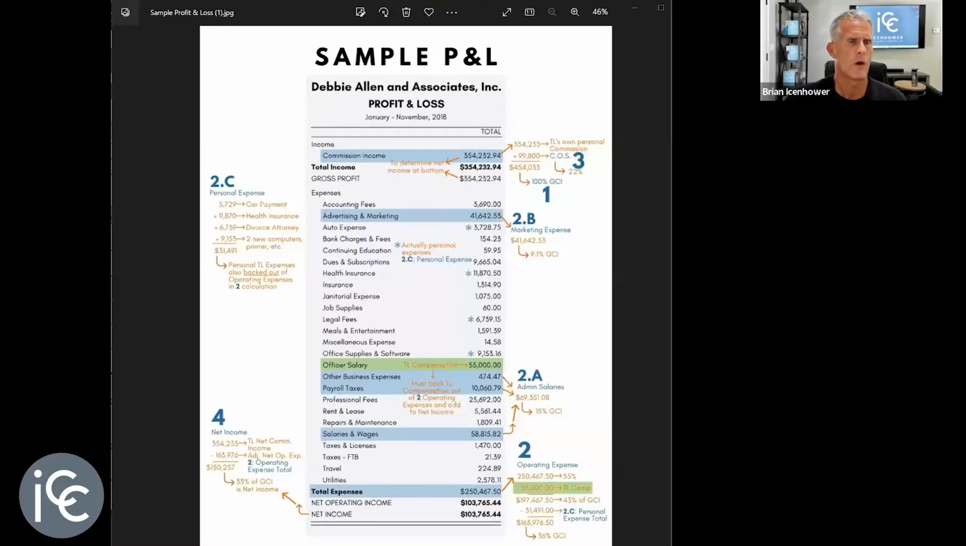So let me dive in. I've got a sample P&L, a sample profit and loss statement, and I want to take a look at it, and it ties to my budget model. And of course, you're going to be able to download all this stuff on the right-hand side. So your sample profit and loss is right here in front of you.